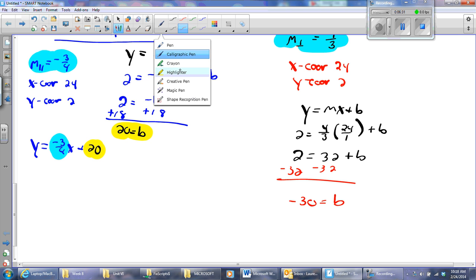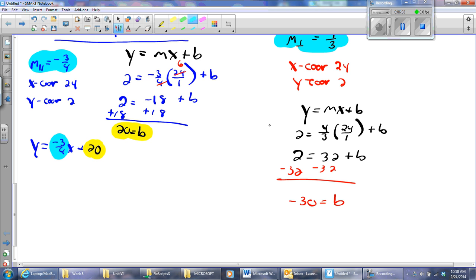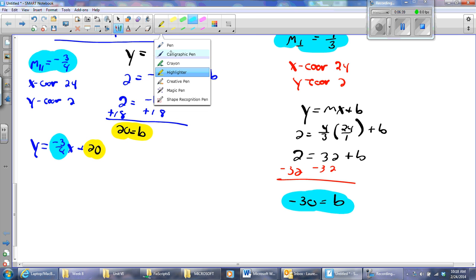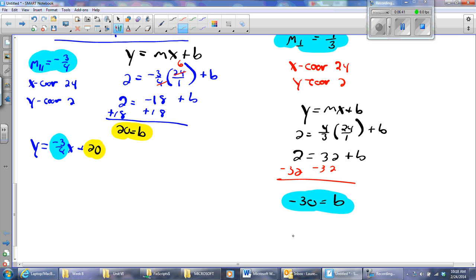So now I can write my equation. Remember, I have to use that perpendicular slope now, and of course I have to use my b. So I go to write my equation. It will be y equals the perpendicular slope times x minus b in this case because it's negative. And there you are.